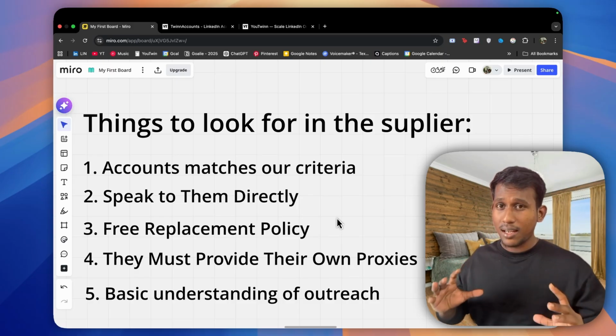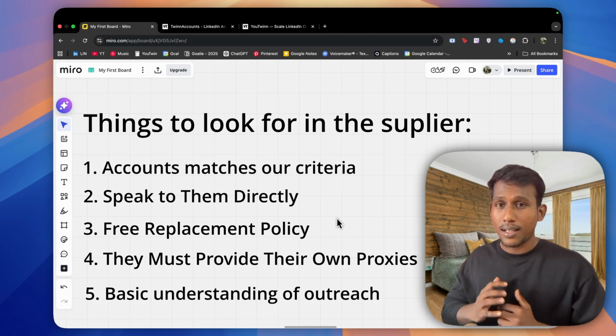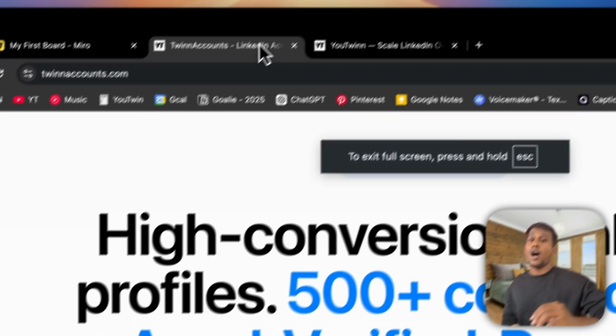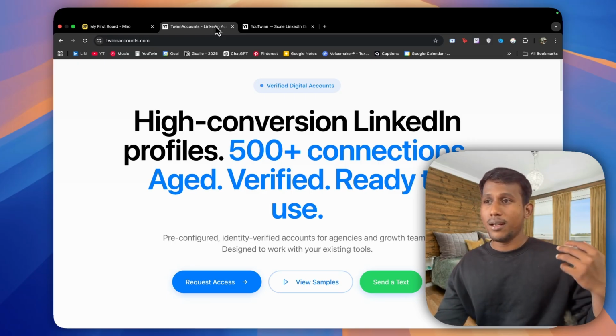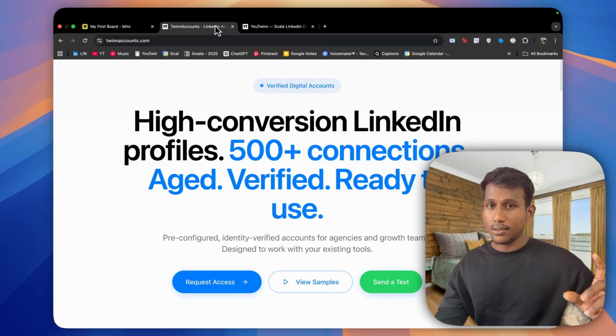So these are the main criteria. Finding a good supplier is 90% of the work. Now, how can you find these suppliers? You can just go on the internet and search. You will find a bunch of websites that offer these services. Just make sure they have all the criteria that we are looking for.